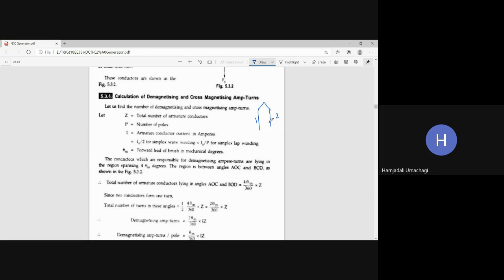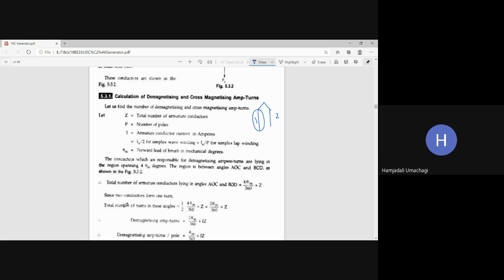So to get one turn, how many conductors should I have? Two conductors, right? So since two conductors form one turn, the total number of turns in these angles is... the total number of conductors is what we have, but I want the information in terms of turns. So to convert the conductors information into turns, make it half, because half of a turn is nothing but one conductor. One conductor is equal to half a turn.